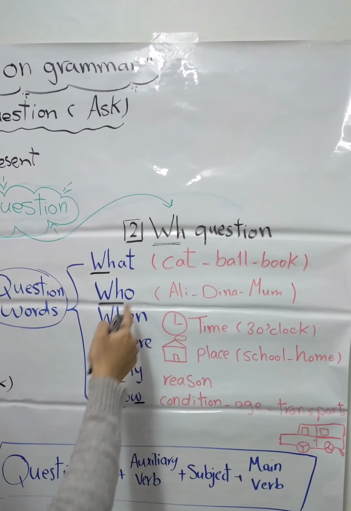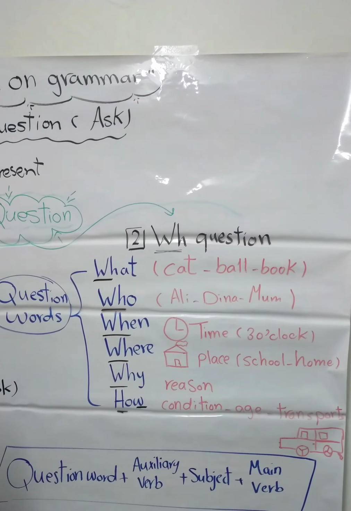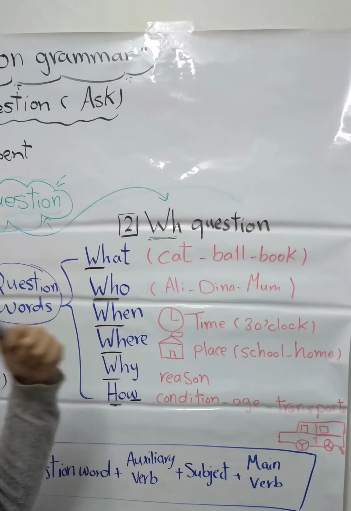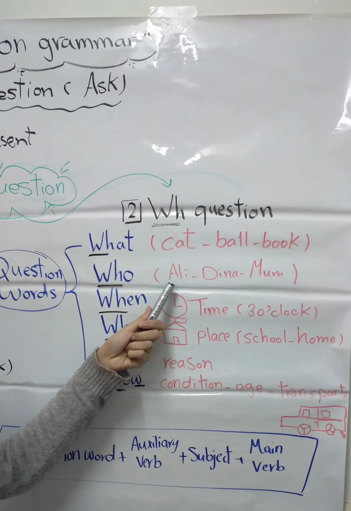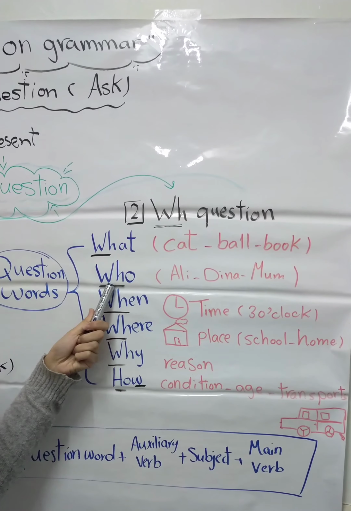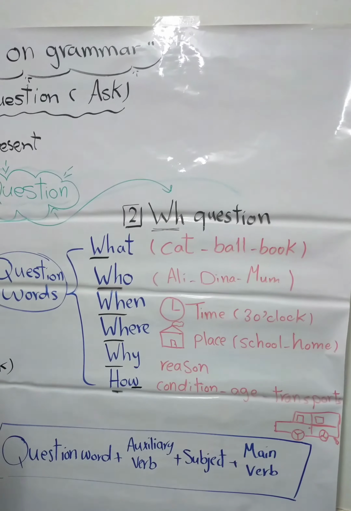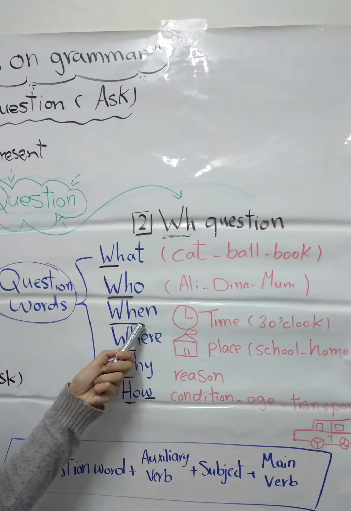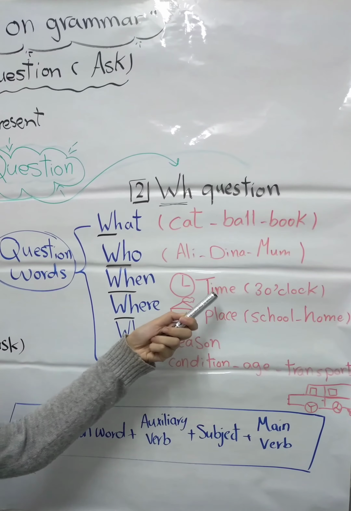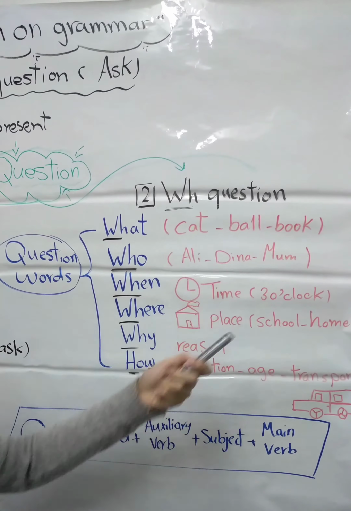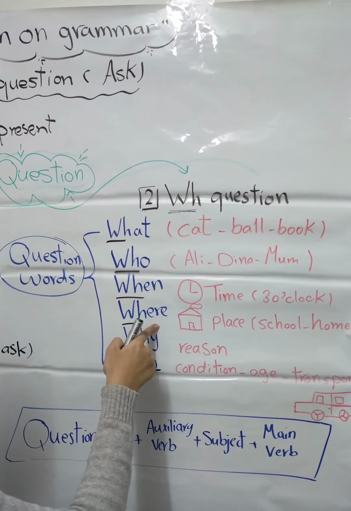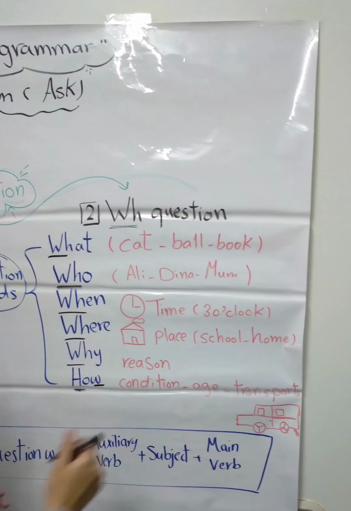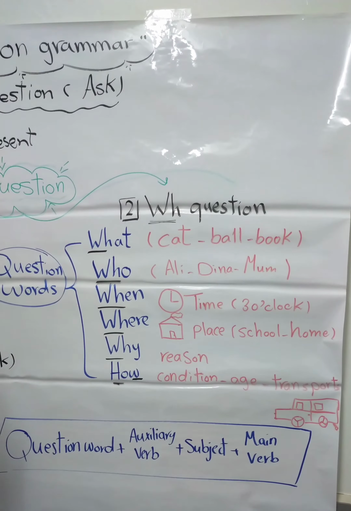Who, we use who to ask about persons. Person like us, like Ali, Dina, mom, dad. Ali can talk, can think. So we ask about Ali with who, like Dina, mom, dad, and so on. When, we ask about time by when, like 3 o'clock, 4 o'clock, 5 o'clock, and so on. Where, we use where to ask about place like school, home, hospital, restaurant.